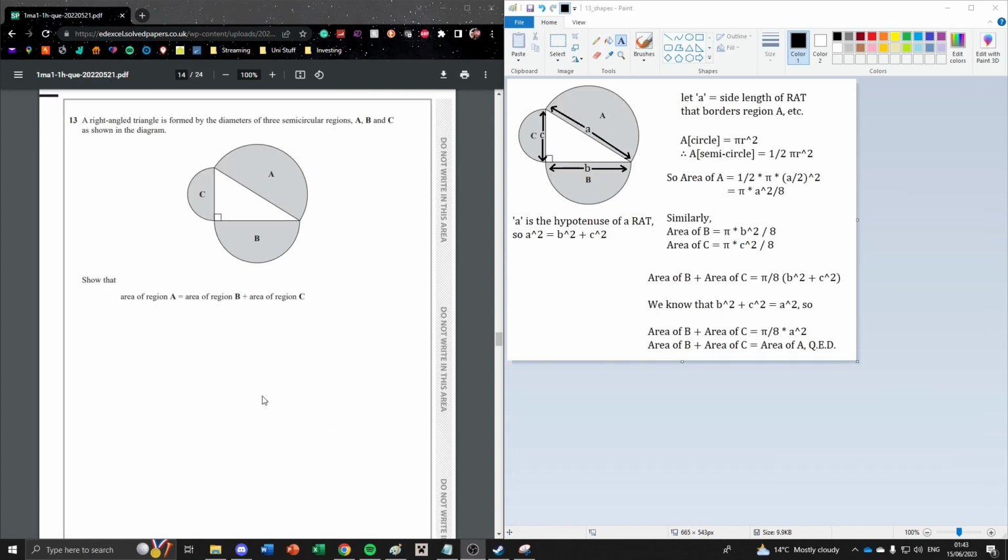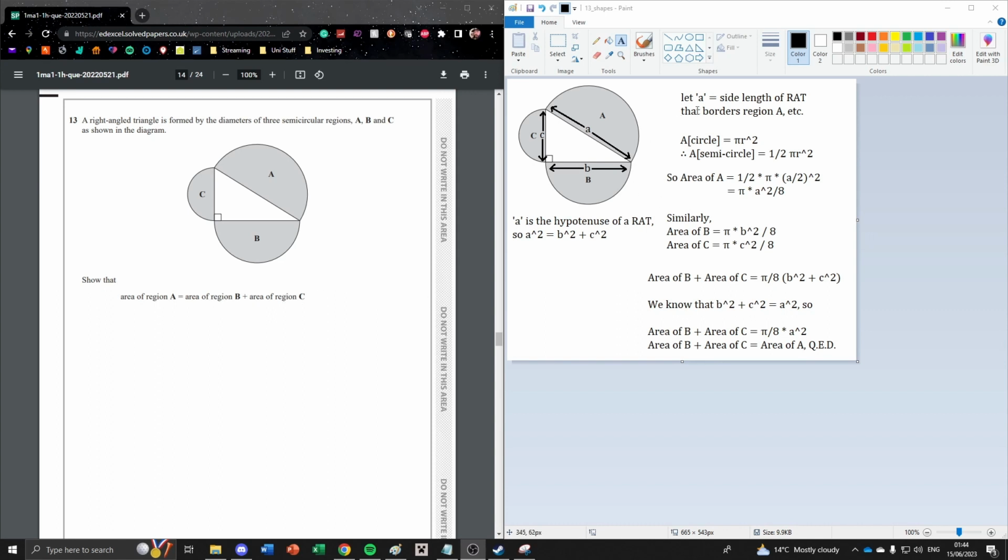So question 13 is looking into algebra and also our knowledge of right-angled triangles, specifically using Pythagoras theorem. So we have a right-angled triangle being formed by the diameters of three semicircular regions, capital A, capital B, and capital C, as shown in this diagram. And our objective is to show that the area of region A is equal to the area of region B plus the area of region C.